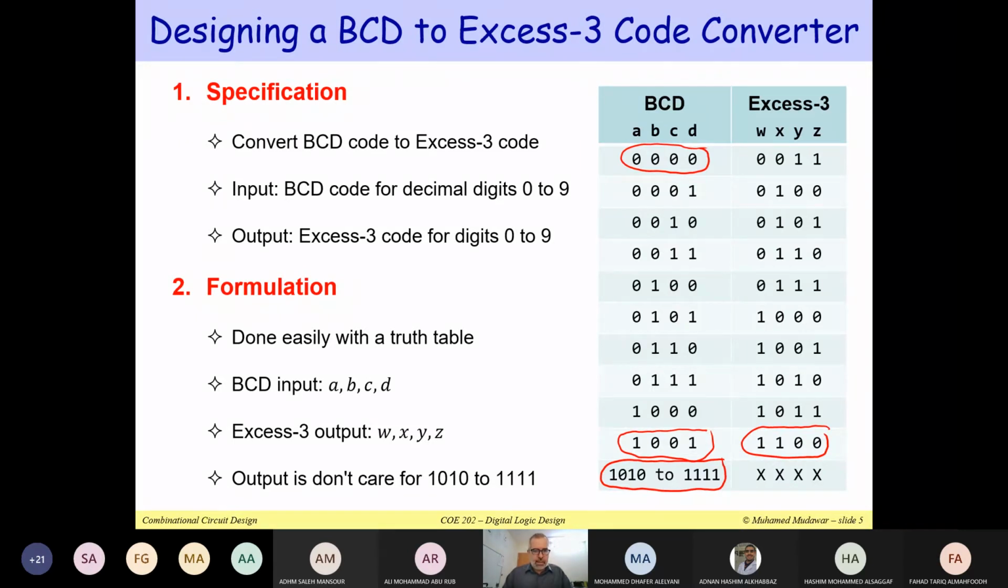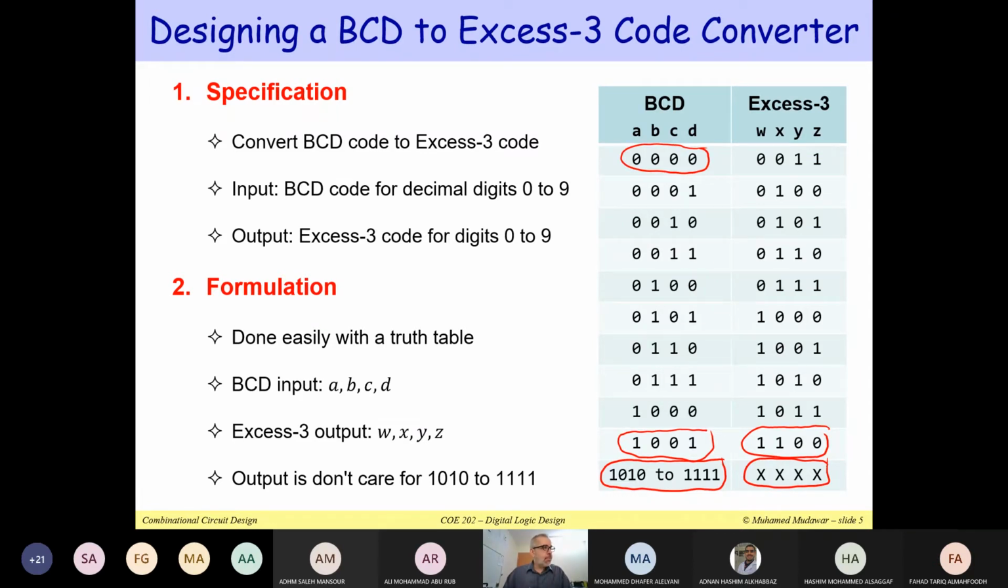So for this reason, we do not really care what the output is, because the input here is not BCD, the output is not defined, and we can say that the output is a don't care. That's indicated here with 4 X's indicating that the output is a don't care. So we can use don't cares in the truth table when the output is not specified. So that's formulation. We have obtained the truth table.